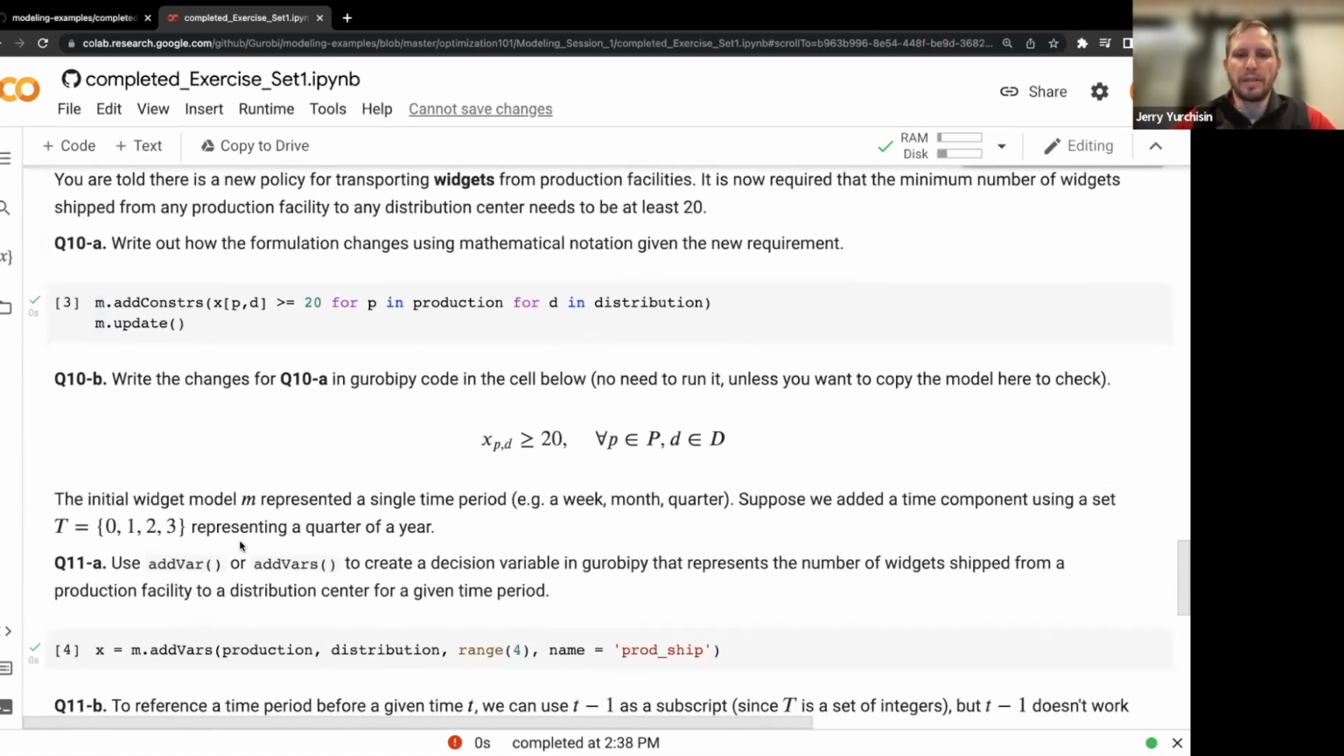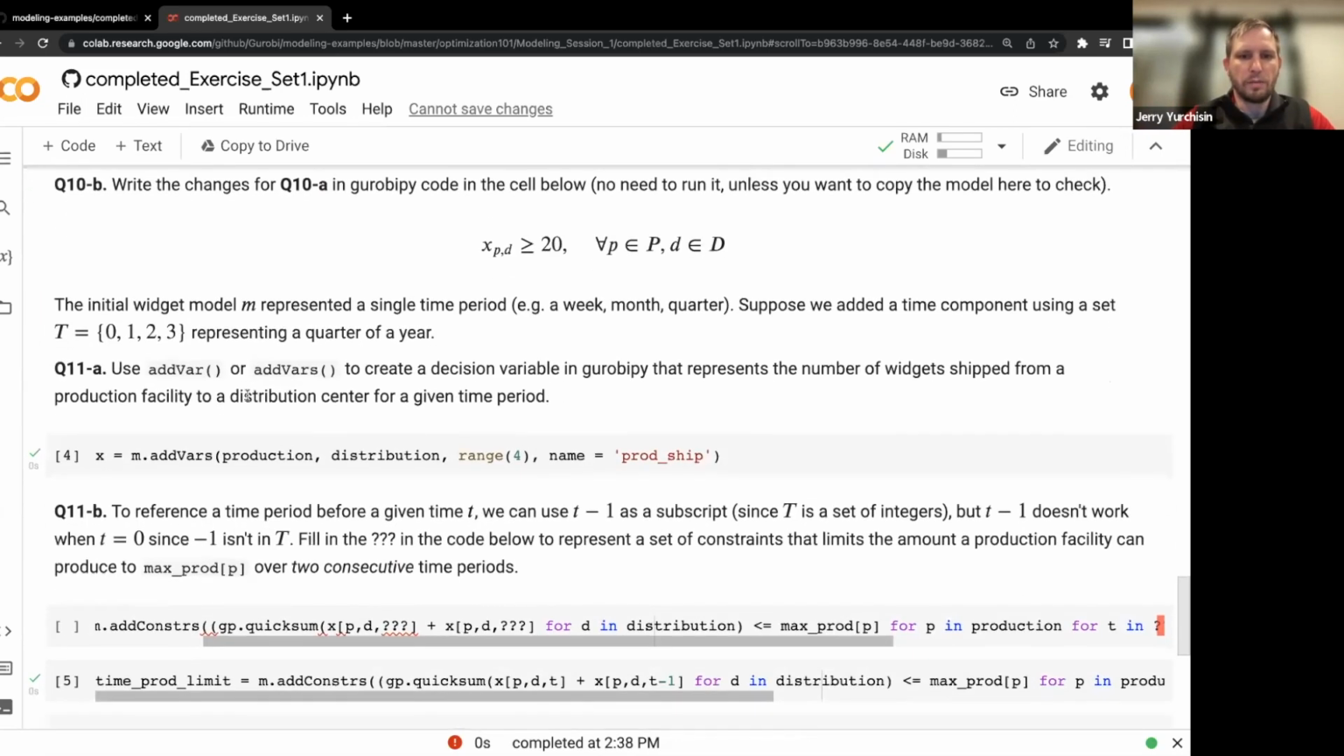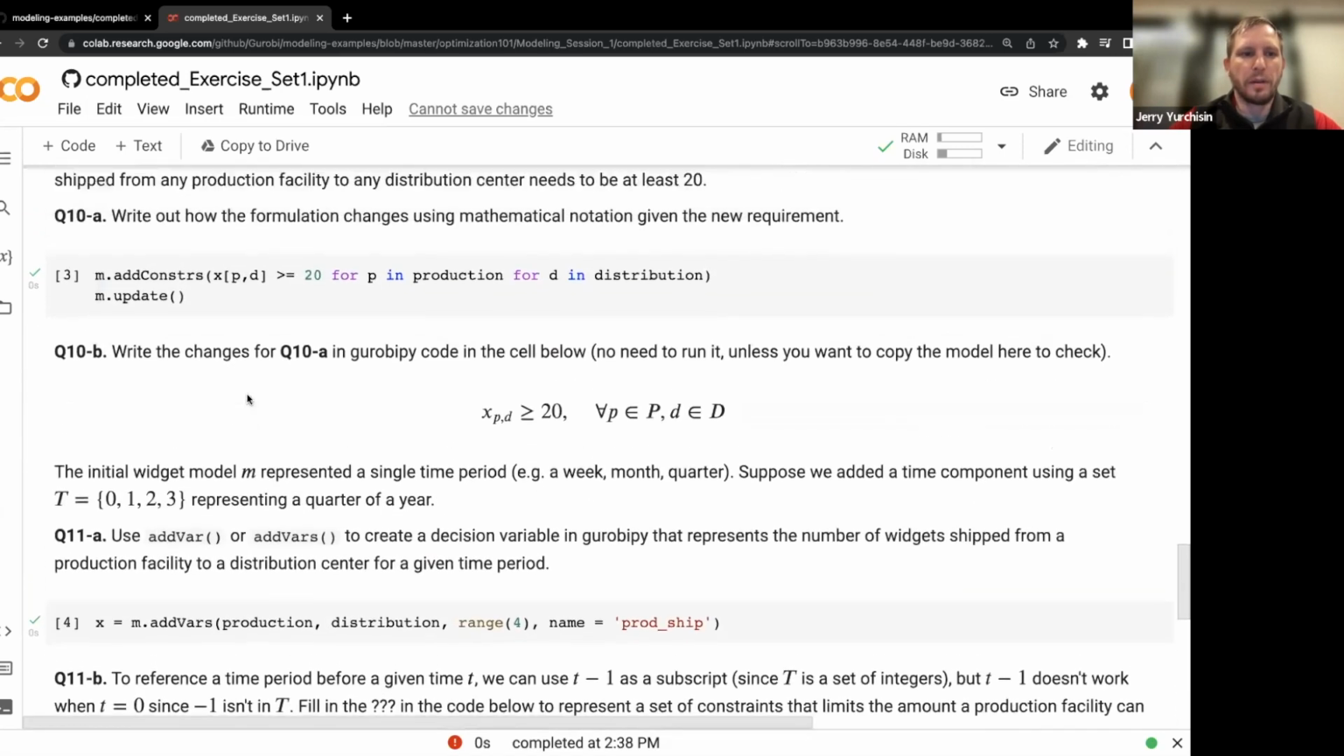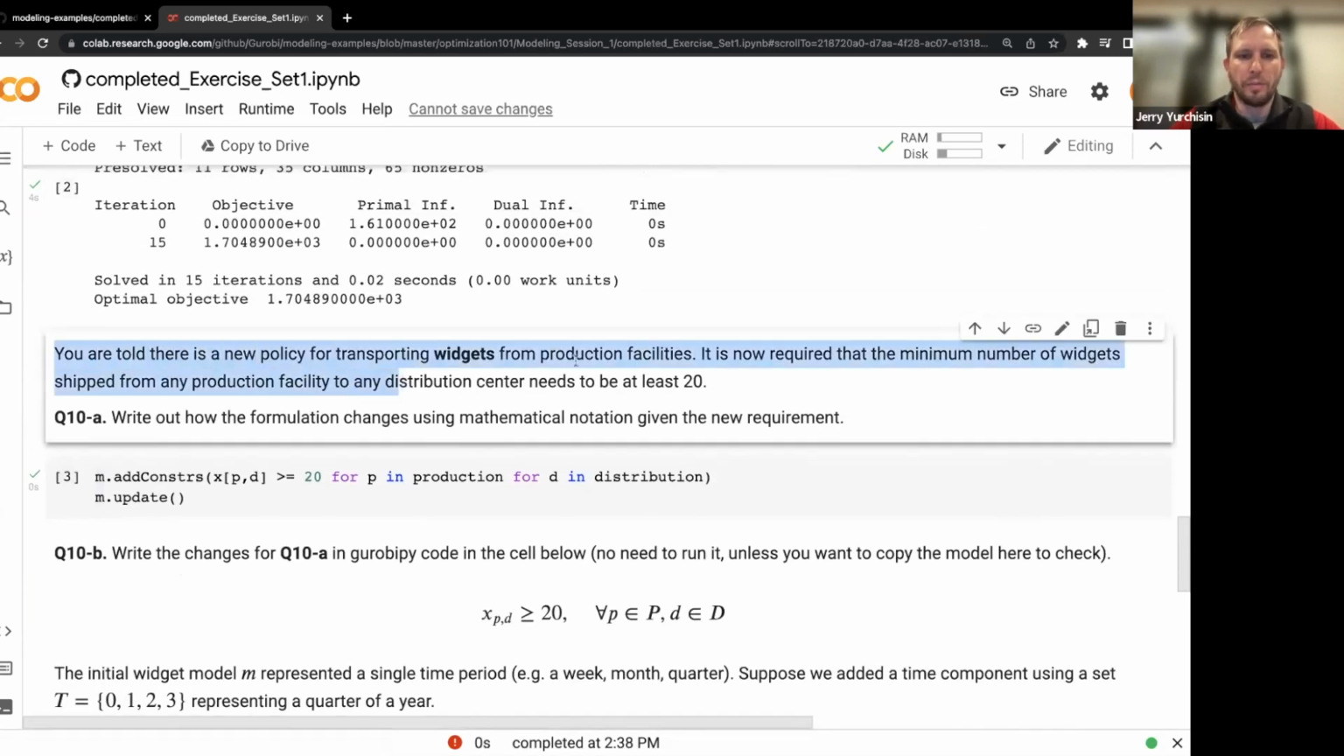And again, these questions are meant to be independent of one another, just sort of, if this, what happens? If this, what happens? So the first question is 10A. Hey, what's the formulation for this part here? You're told that there's a new policy for transporting widgets from production facilities. It's now required that the minimum number of widgets shipped needs to be at least 20.